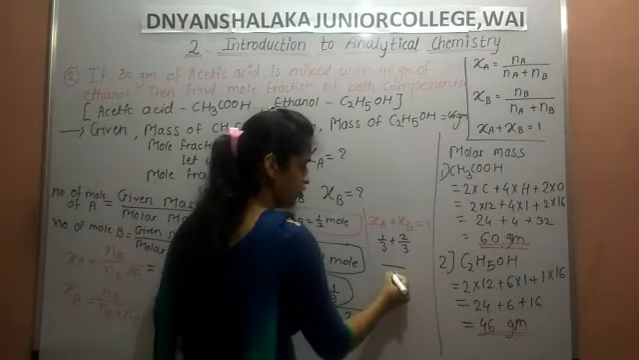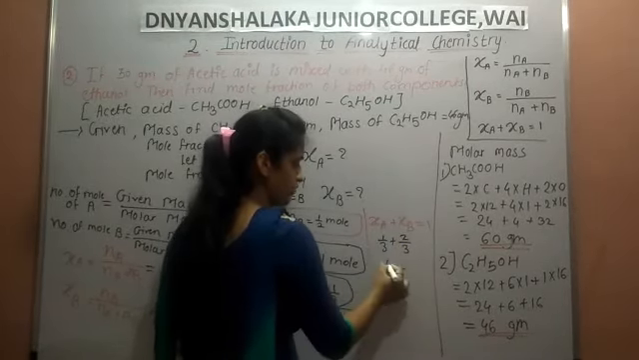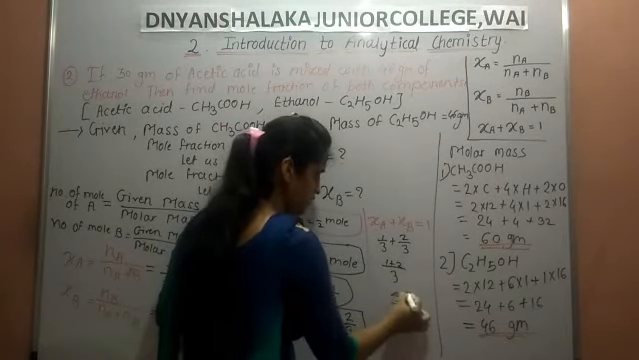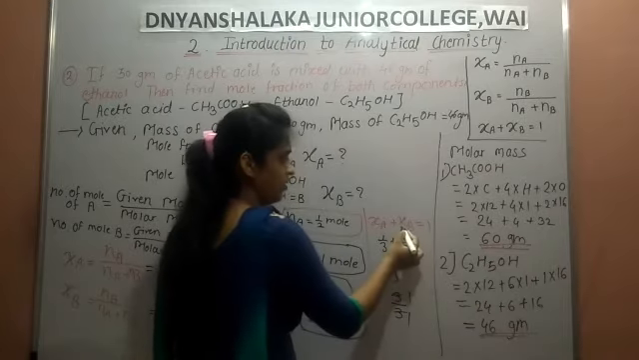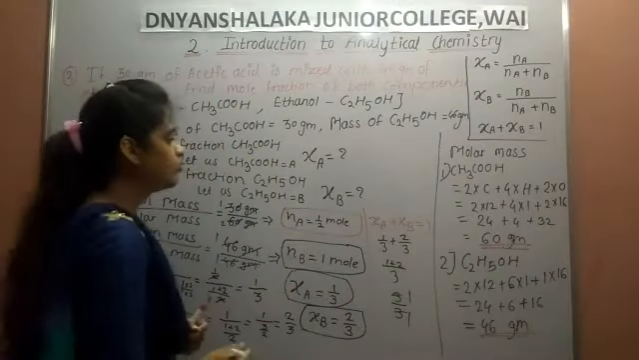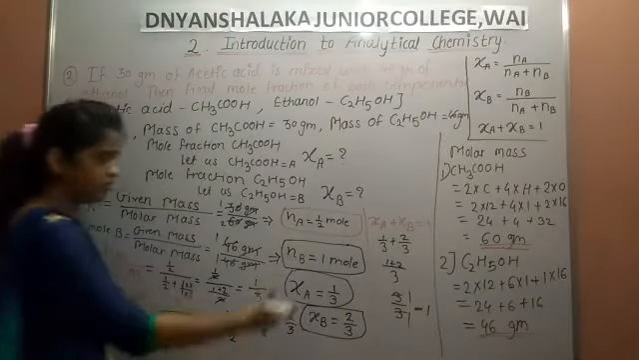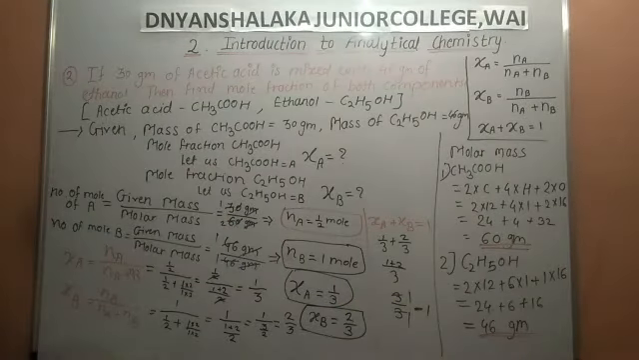So here the base is the same, I just add them up: 1 plus 2. So 3/3, we get 3 1 3 3 1 3. So XA, the mole fraction of A component, plus the mole fraction of B component, we get the value equal to 1. So this is the proof. I hope you understand this first example.